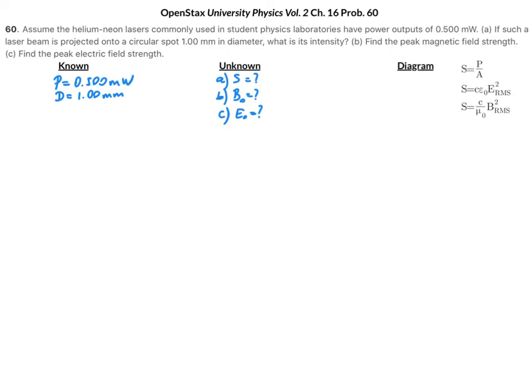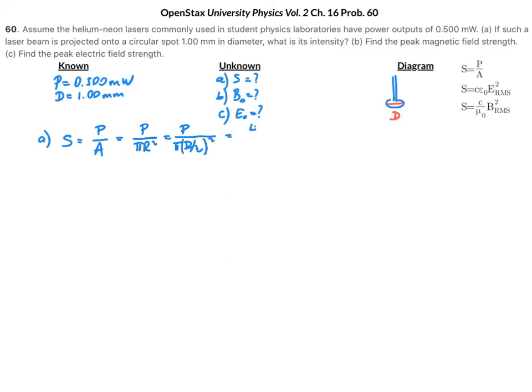So let's draw the picture as best I can. Here's a laser beam, and it's striking a little area, and that area has a diameter of 1 millimeter. So when we're solving for the intensity for part A, that's power divided by the area. The area in this case is just the area of a circle, because the spot is circular. So this will be the power divided by pi r squared, or the power divided by pi times d over 2 squared.